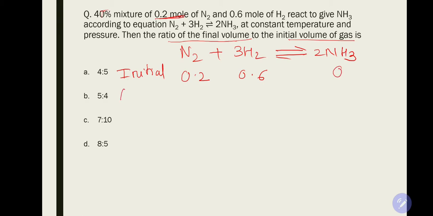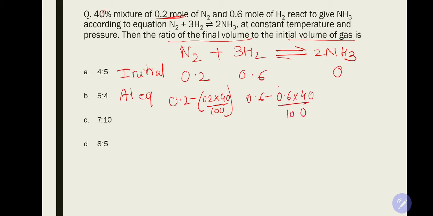Now at equilibrium, what will be the concentration? It is 40% less of 0.2 mole, so that is 0.2 minus 40% of 0.2. 40% of 0.2 is given by 0.2 into 40 divided by 100. Now same over here: 40% of 0.6, so it is 0.6 minus 0.6 into 40 upon 100. Understood?